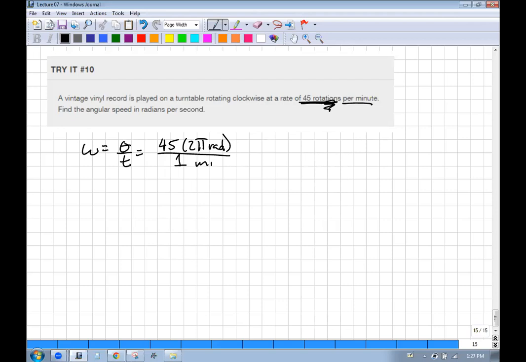That's it. We could write this as 90π radians per minute if you want, but that's it. It's an angle per time. I know they said rotations, but a rotation is 2π radians as an angle, okay?